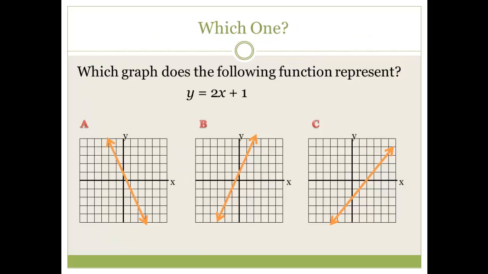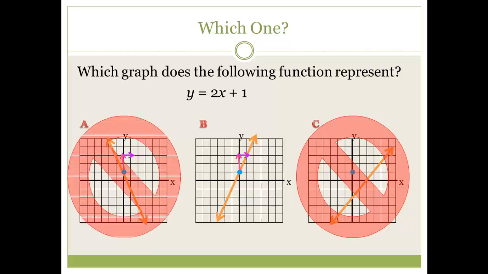Which graph does the following function, y equals 2x plus 1, represent? Let's first plot the y-intercept. It's not c, because it does not even cross the y-intercept of 0, 1. Now, let's plot the slope. It is not a, because the line is drawn incorrectly with the line going through negative 1, 3, when it should be going through 1, 3. Therefore, the correct answer is b.